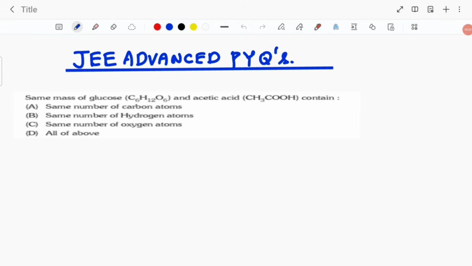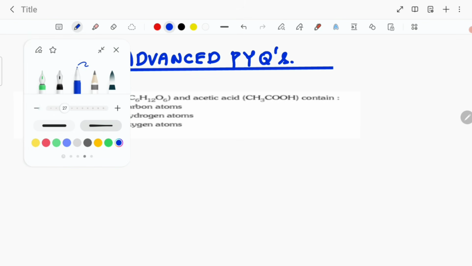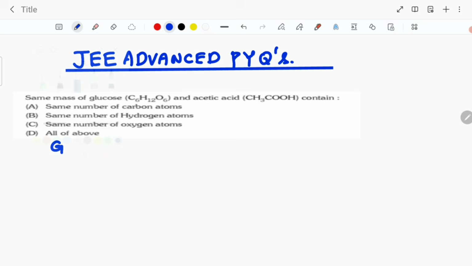These are repeatedly asked JEE Advanced questions from mole concept, or you can say some basic concepts of chemistry. See the first question. Same mass of glucose C6H12O6 and acetic acid contain different options they gave here. Observe it now. For example, if I take glucose molecular mass, or glucose molar mass, we know it is 180.